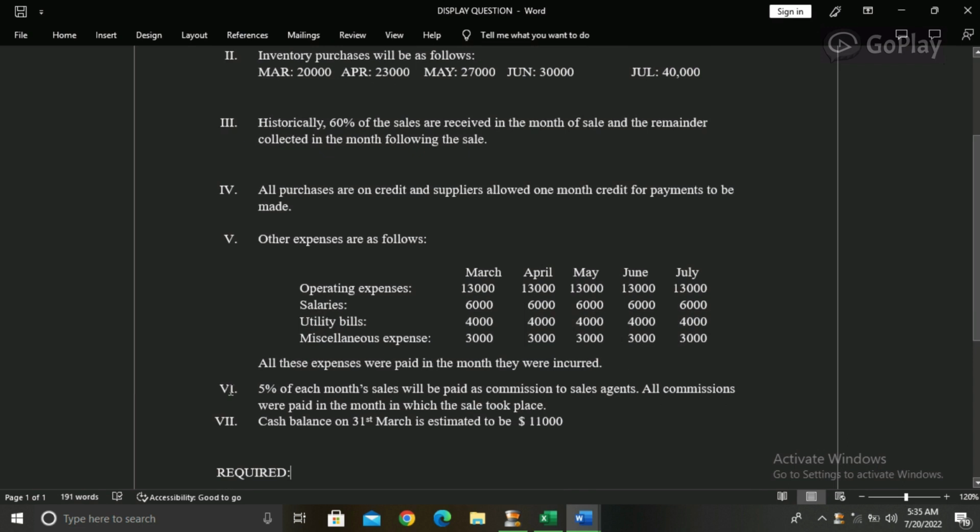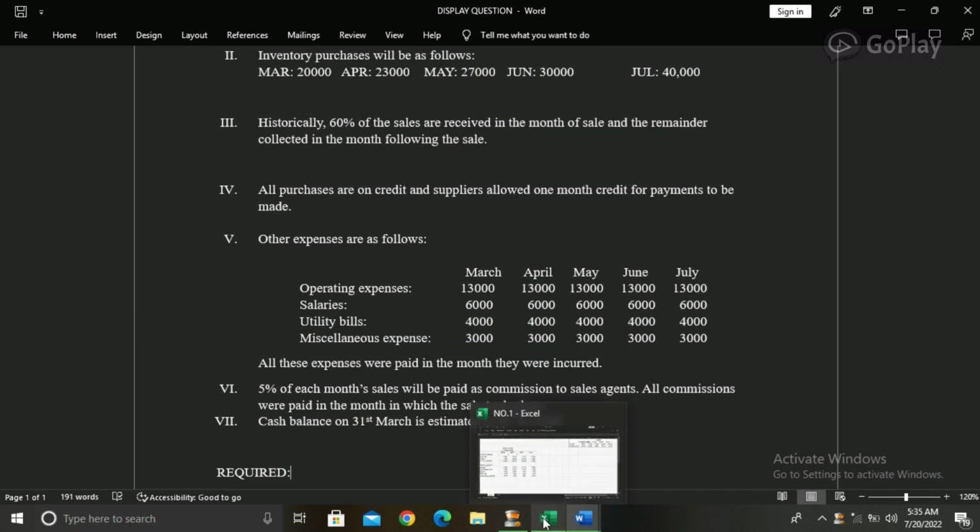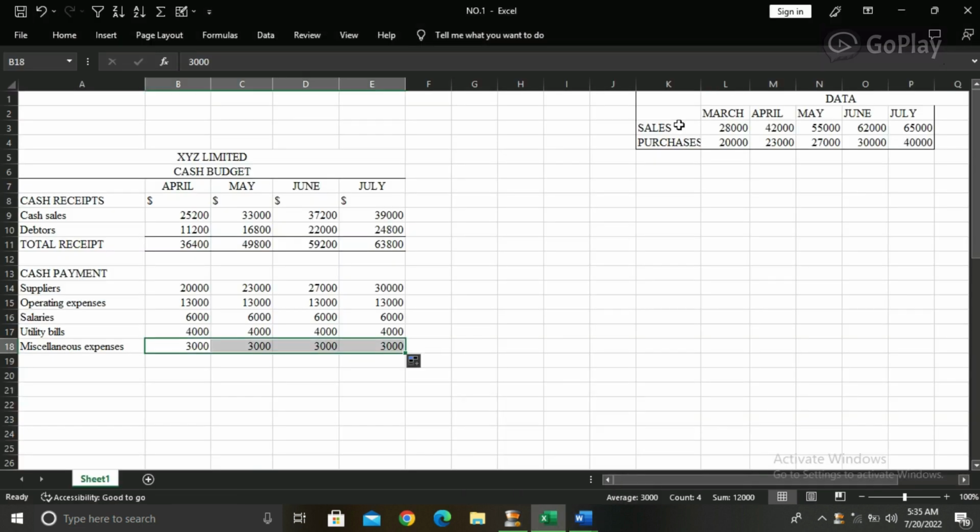5% of each month's sales will be paid as commission to sales agent. All commissions will be paid in the month in which the sale will take place. So here it means that 5% of each month's sales will be paid as commission, not 5% of the cash received. It is the 5% of the sales. So we are going to calculate 5% of April sales, that of May, June, and then July, and that will be the commission for the sales agent.